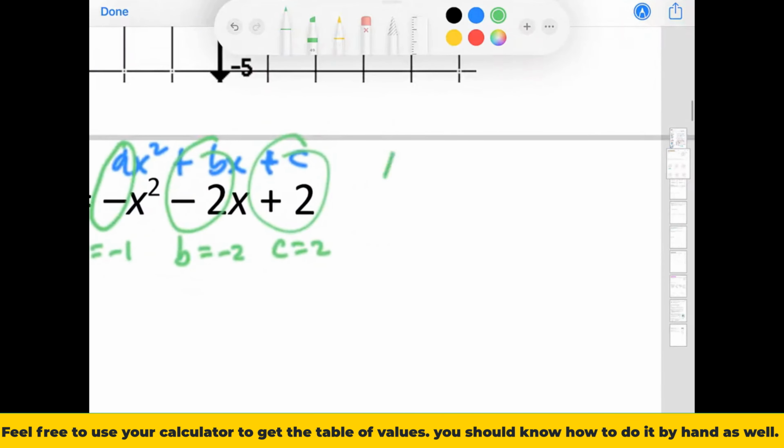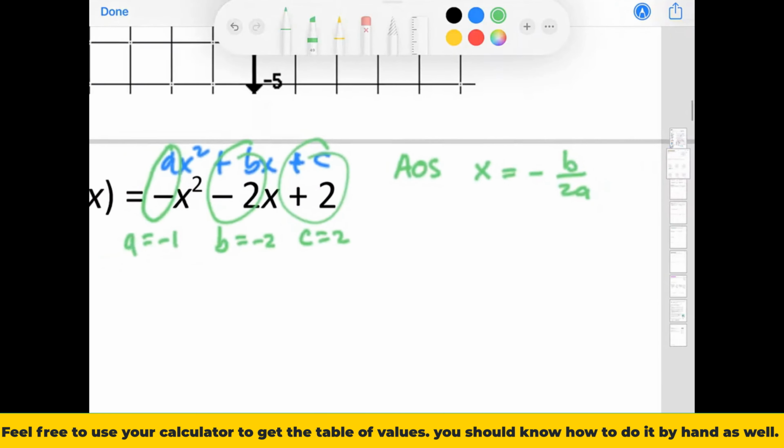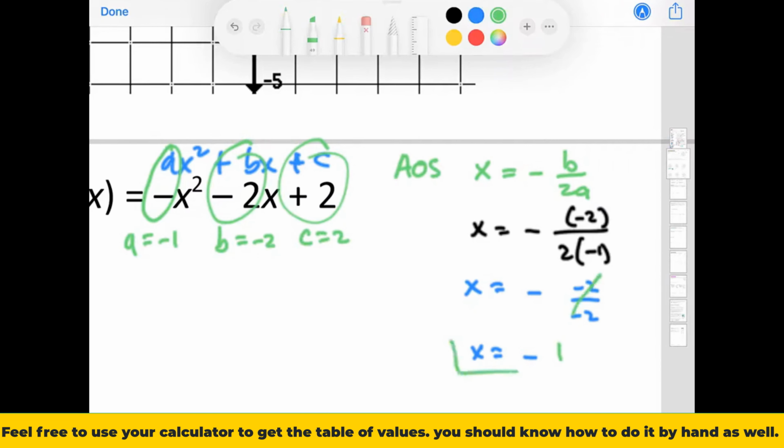My axis of symmetry formula, x equals negative b all over 2a. Alright, let's just put that in there. I like my negative sign on the same line as the fraction, and then vertically, negative 2 over 2 times your a value, which is negative 1. So this becomes negative 2 over negative 2, and that equals just 1. So x equals negative 1.